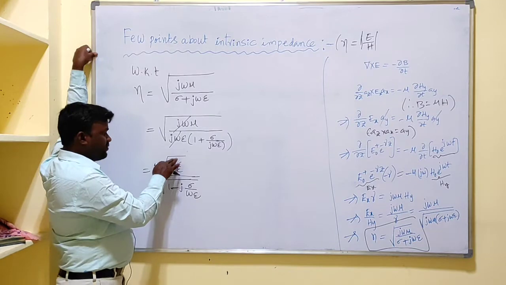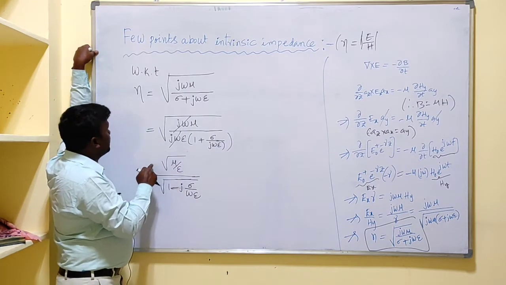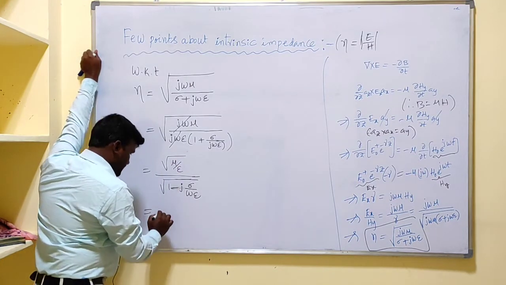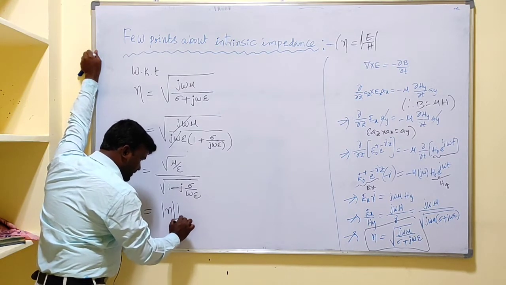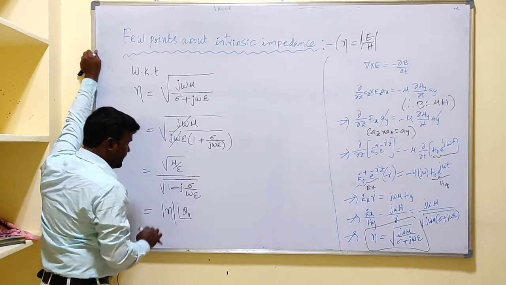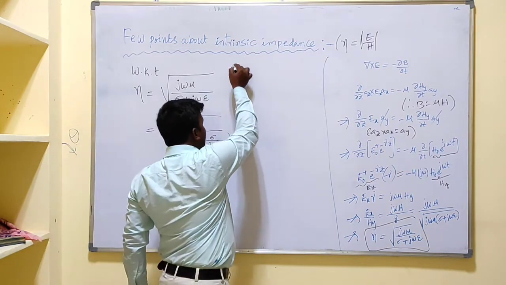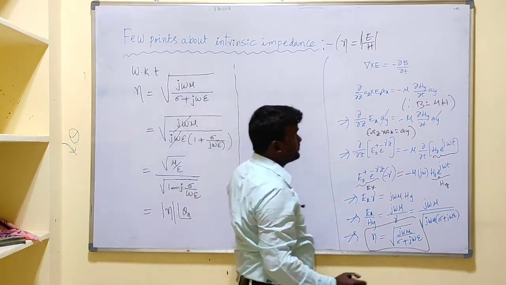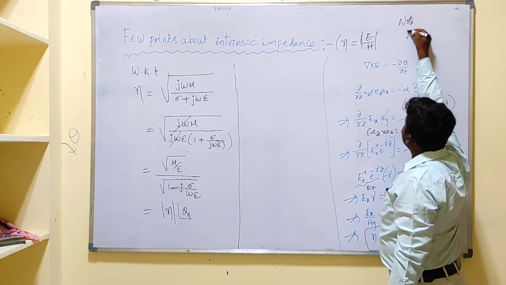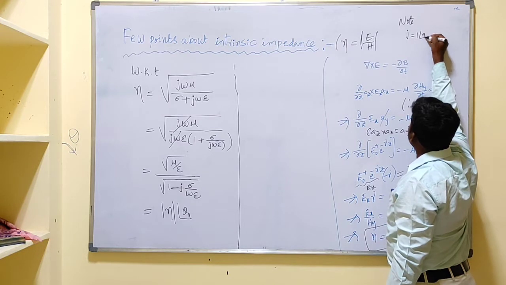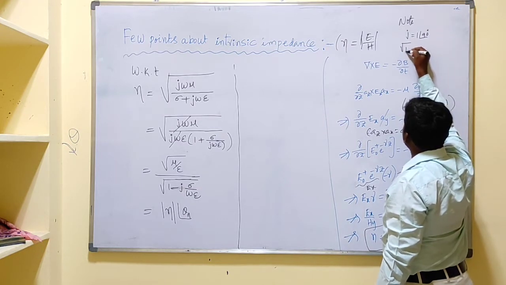Now it consists of a numerator and denominator. This can be written like this. It has a magnitude of eta at an angle theta n. Now we can find this theta n. Before finding that theta n, please note down that j equals 1 at an angle of 90 degrees, whereas root j can be written as what?